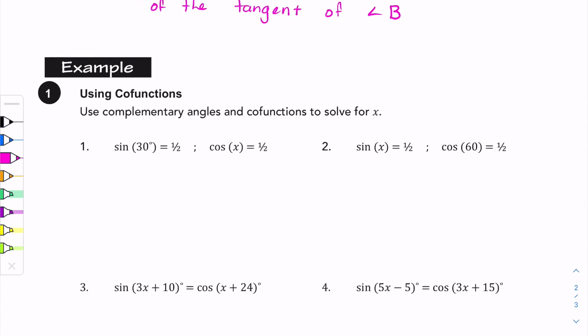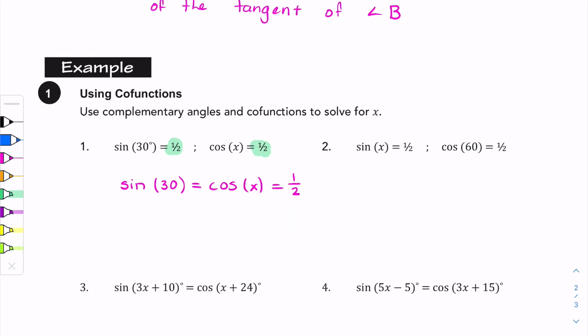Okay, using cofunctions to answer the next couple of questions. So the directions say to use complementary angles and cofunctions to solve for x. So if we know that these are cofunctions and we know that they're complementary angles, then we can use this data here and we can find our value of x. What I'm going to do is set up my cofunction as sine of 30 is equal to cosine of x, and these are both equal to 1/2. Notice that both of these expressions are equal to 1/2, so I set everything equal to itself.